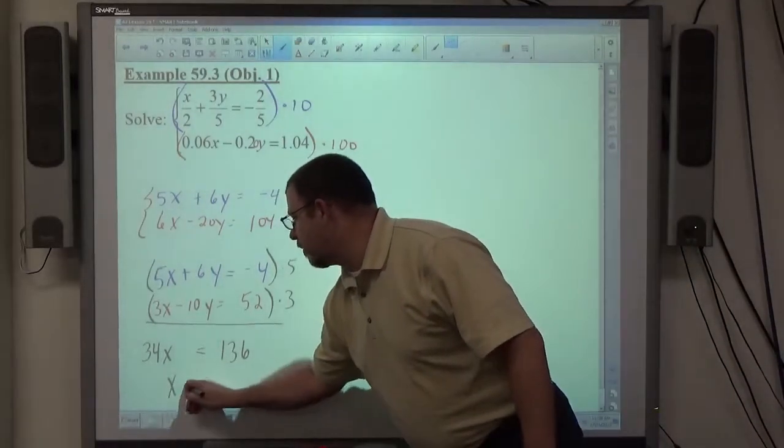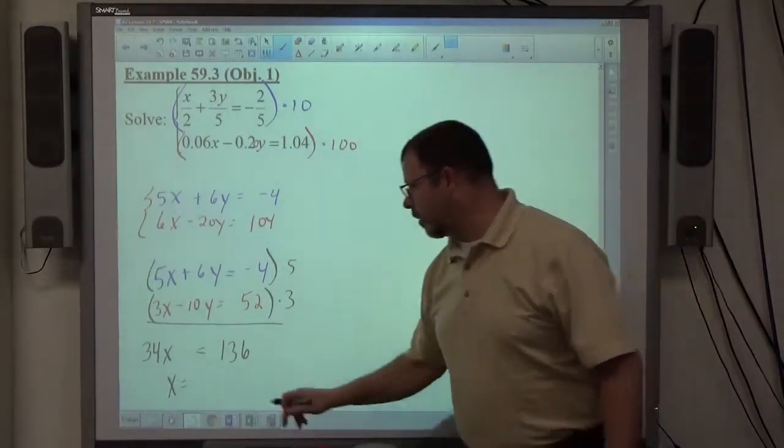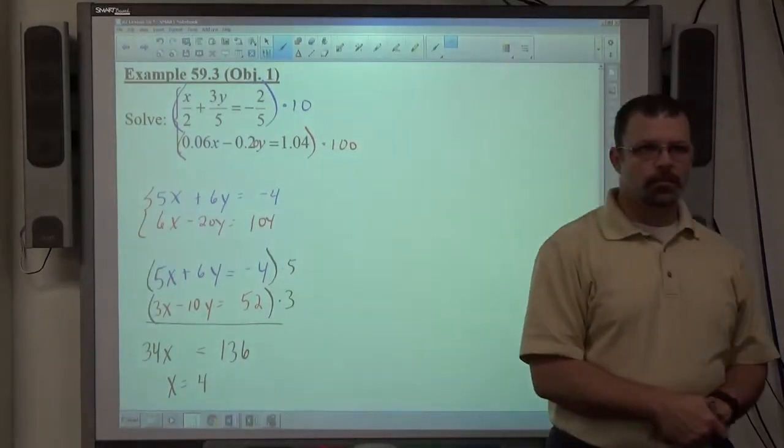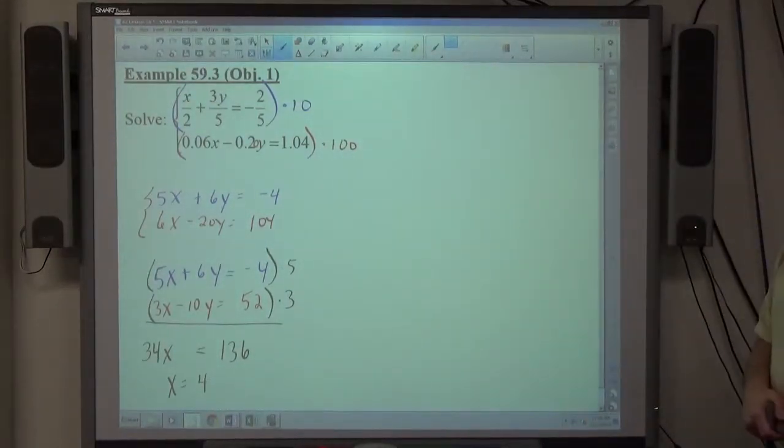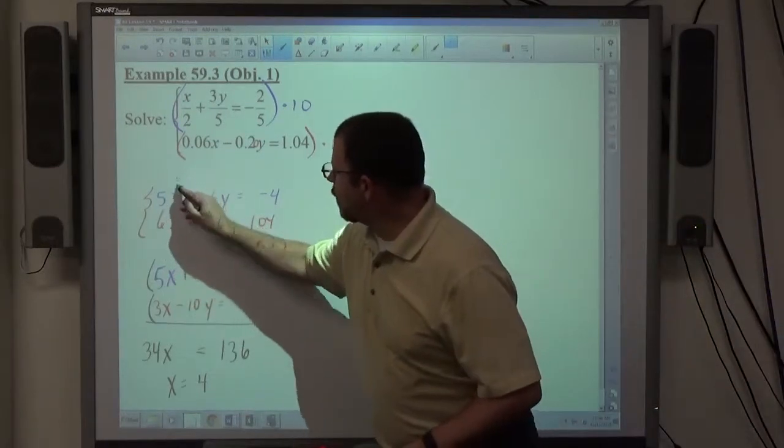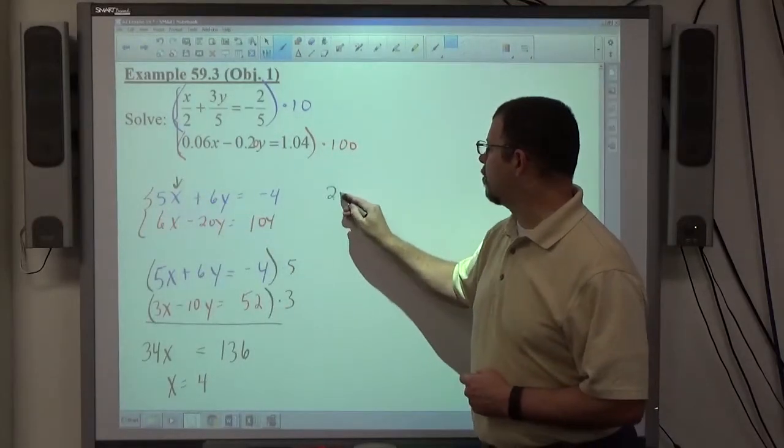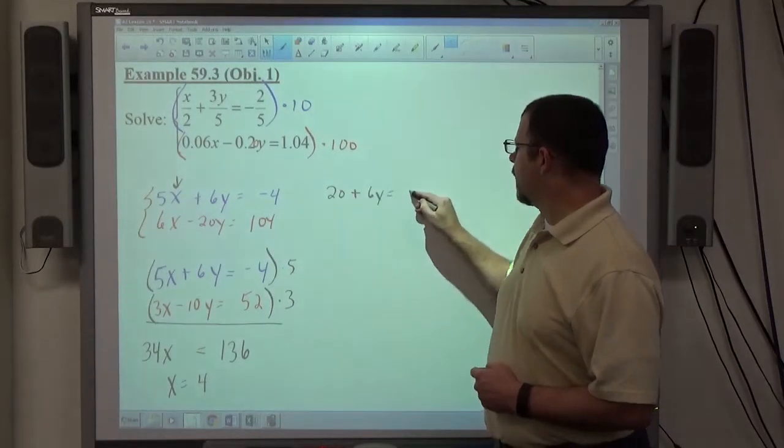34x = 136. We divide both sides by 34. We end up with x = 4. Once we know the value of x, I go back to any equation containing x and y. I like the blue one. Looks pretty friendly, right? So x = 4. I'm going to change x to 4 right there. So 5 times 4, which is 20, plus 6y is equal to negative 4.